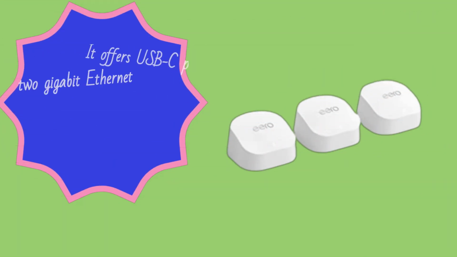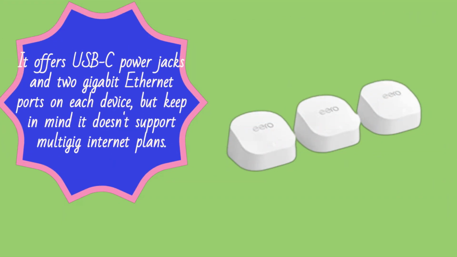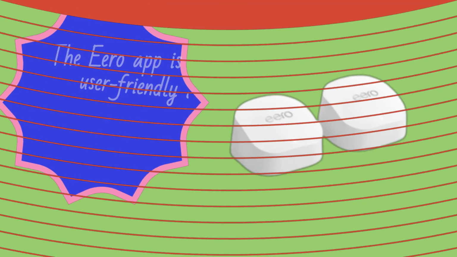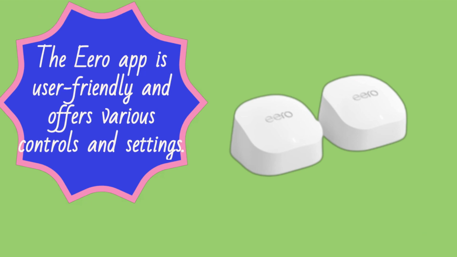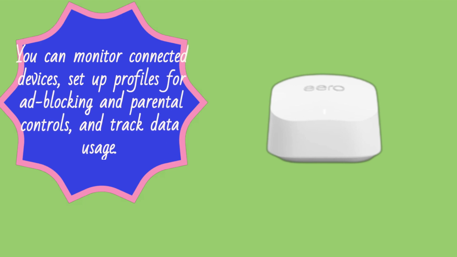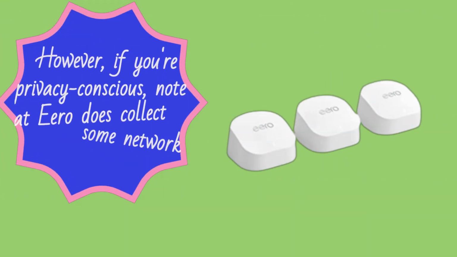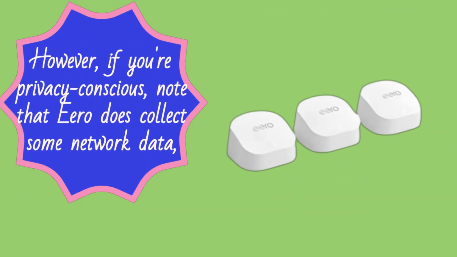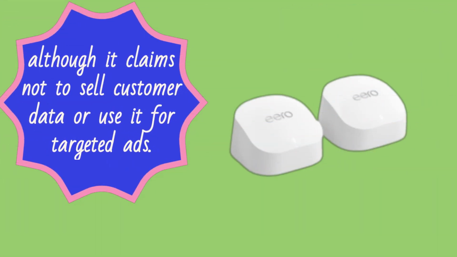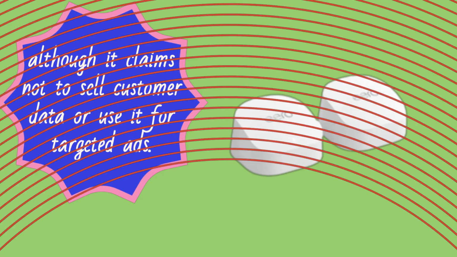It offers USB-C power jacks and 2 gigabit Ethernet ports on each device, but keep in mind it doesn't support multi-gig internet plans. The Eero app is user-friendly and offers various controls and settings. You can monitor connected devices, set up profiles for ad blocking and parental controls, and track data usage. However, if you're privacy-conscious, note that Eero does collect some network data, although it claims not to sell customer data or use it for targeted ads.